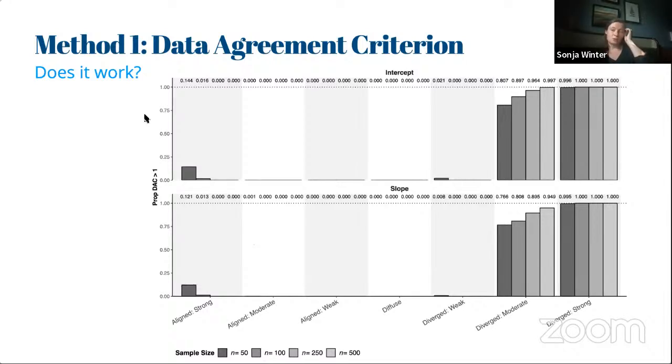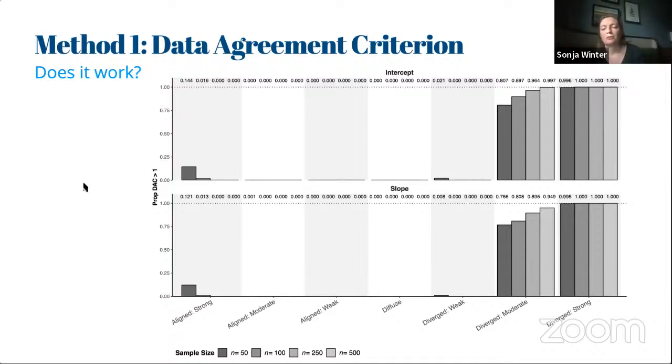So this plot shows you some of the results that I found for the DAC. Overall, I found that it was likely to detect prior data disagreements when the priors diverged and were moderate or strongly informative, which were the 2 priors for which we want to find that there is disagreement. So that's great.